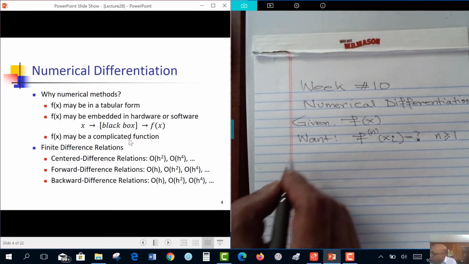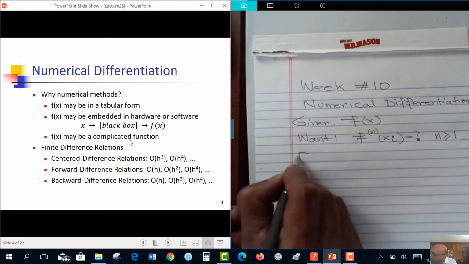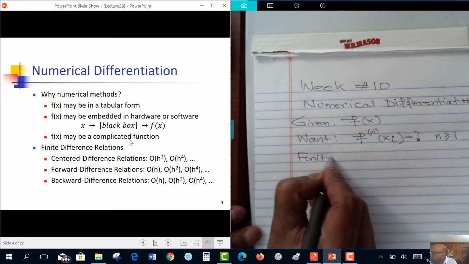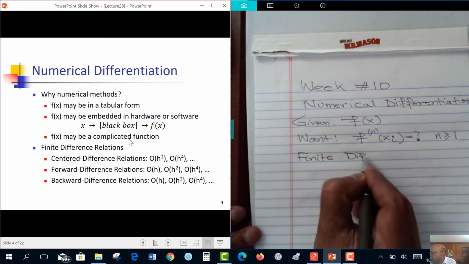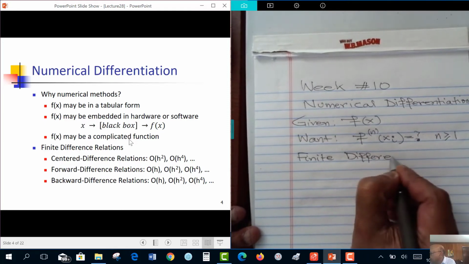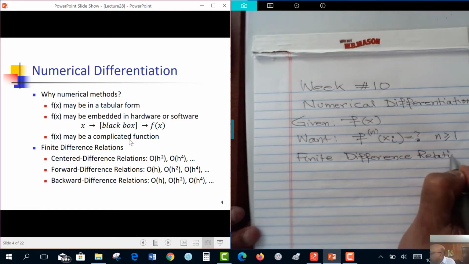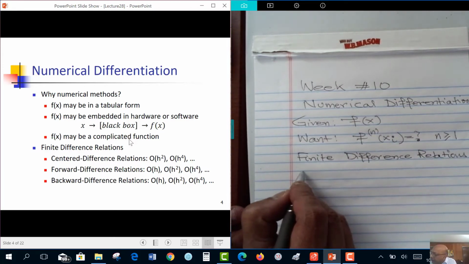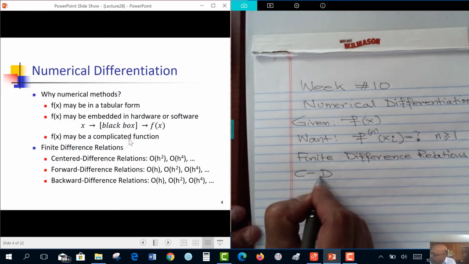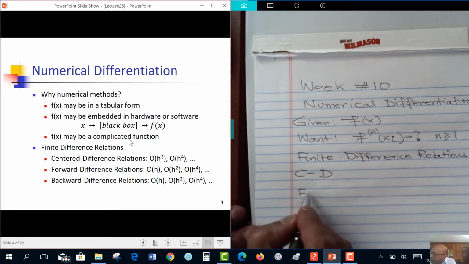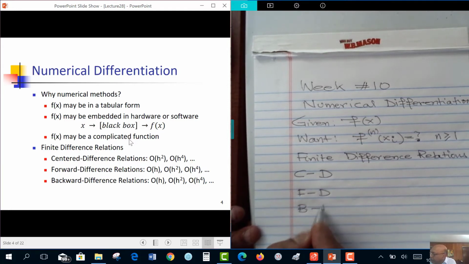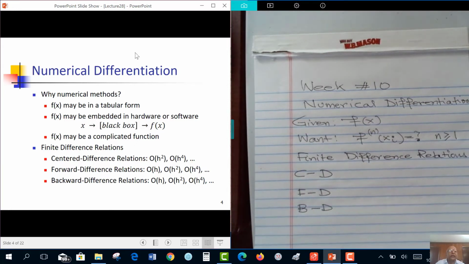So the formulas we use are called finite difference relations. And they come in three categories. One category called central difference, another category called forward difference, and a third category called backward difference. So here they are listed.